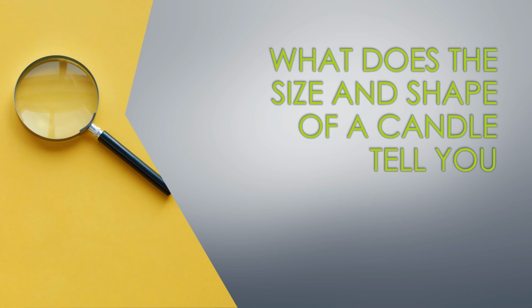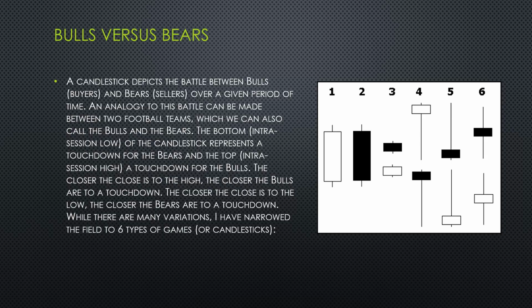It's about the size and the shape of the candle and the position of the current candle in relationship to the previous candles. Doesn't matter whether you see lots of green. Lots of green doesn't mean the price is going to continue to go up. Lots of red doesn't mean the price is going to continue to go down.